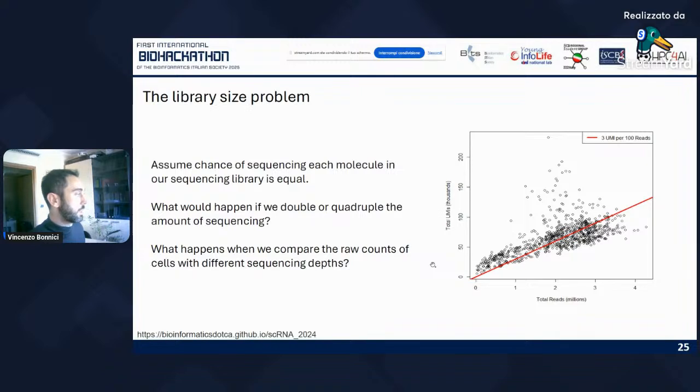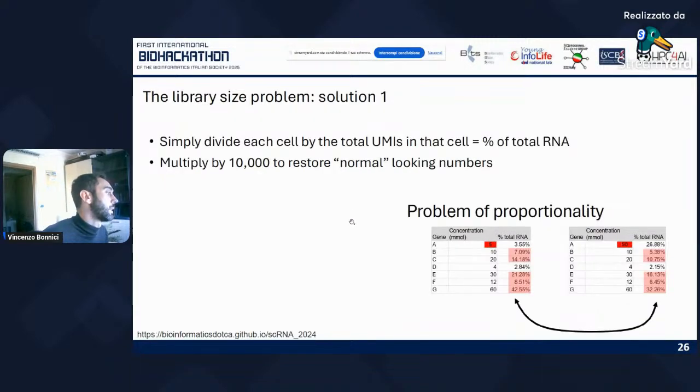So be also aware that you have a problem linked to the library size. We usually assume that each molecule has an equal chance of being sequenced. However, it's not true, and it's almost proportional to the number of reads of your experiments, the total amount of UMI that you obtain, but it's not always true. So you may want to have different setups depending on the sequencing depth that you use in your experiment.